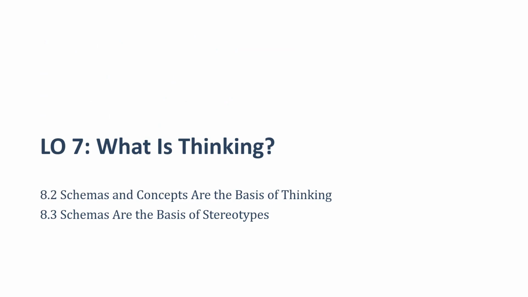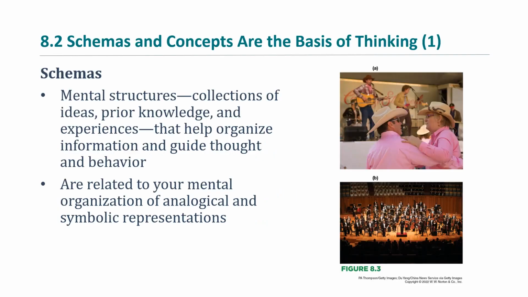Thinking is any mental activity or processing of information, and this includes perceiving, learning, remembering, believing, communicating, and deciding. These processes are also known as cognition. We'll begin with the concept of schemas. These are mental structures or collections of ideas, prior knowledge, and experiences that help organize information and guide thought and behavior. We've certainly come across the term schemas before.